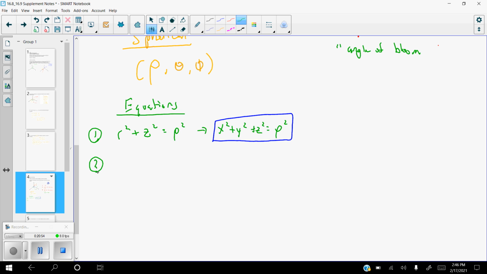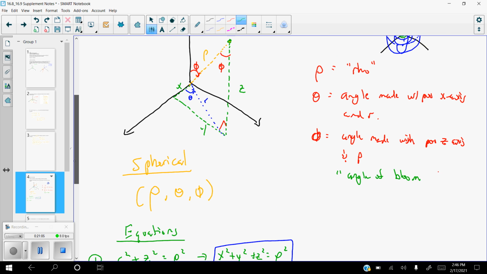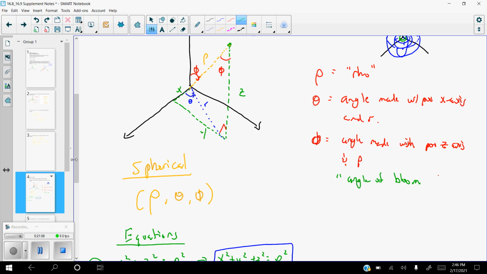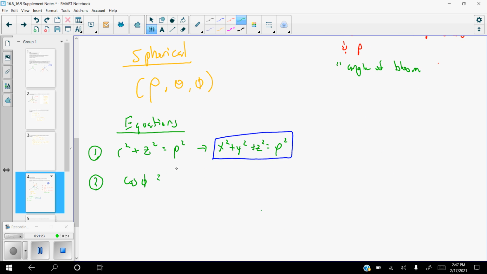All right, number 2. There are 4 of these. Well, technically it's 5. Cosine of phi, because we have to be able to figure out phi. So let's go back up here. Phi is the angle in red. If we look at the interior angle in red, the one that's actually within the triangle, cosine of that angle is the adjacent over the hypotenuse. The adjacent is z, hypotenuse is rho. So cosine of phi equals z over rho.